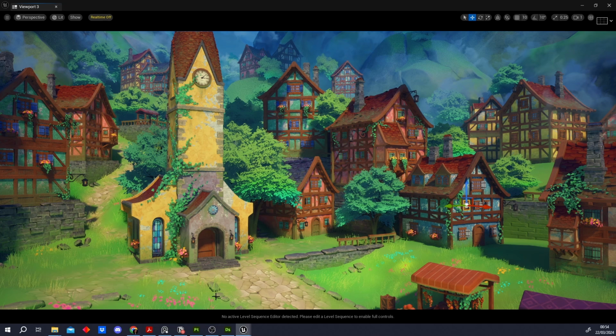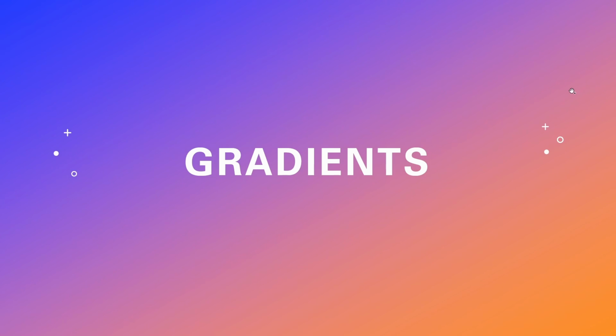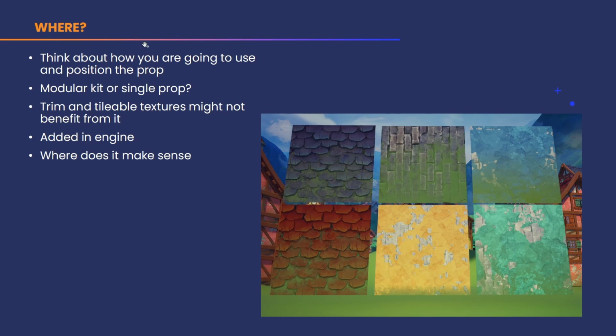And next up, I have gradients. So the first thing with gradients is they're really cool because they make everything blend better together. But it's also quite important to think about where we are going to use the gradients and where they are useful, because not every prop or material or texture might need a gradient. It really depends on the use and the position of the prop.